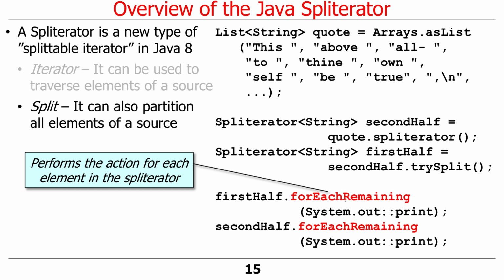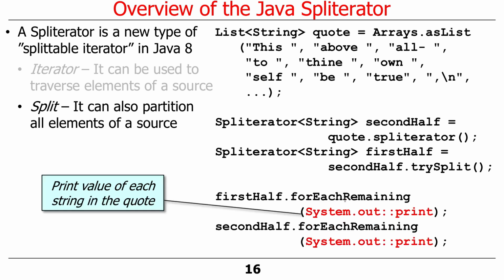Now that we've got two Spliterators for the first half and the second half, we can then tell each of them, for each remaining item in your portion of the overall data source, please do something to it. So for forEachRemaining, we'll simply say, run this method reference for everything that I've got from beginning to end. And that'll end up printing out all the first half items, this above all, Vina perhaps, and this one will print out own self be true because we split it in half.